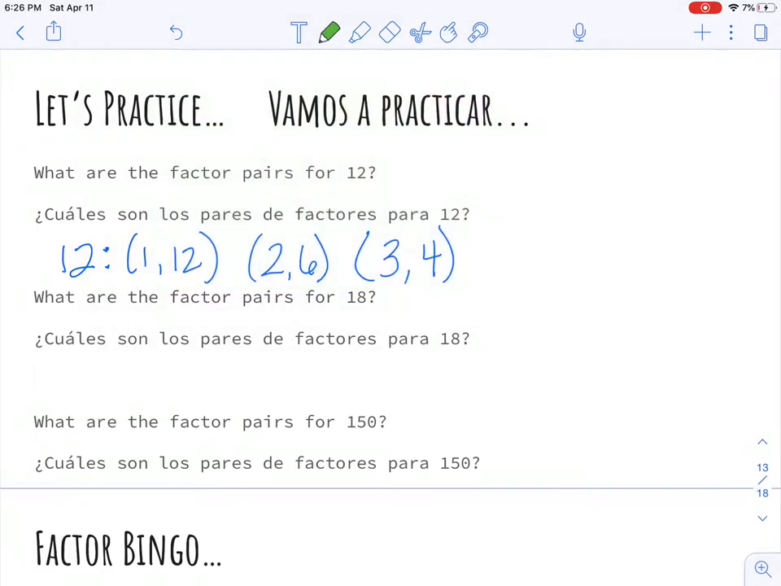Remember to pause the video so you can practice on your own first. All right, so let's do 18. Once again, I always start with 1 and itself because that's a given. All right, then I'm going to go to 2. Is the number even? Yes, it is. So I know I can multiply by 2. 2 times 9 is 18. All right, then I'm going to go to 3.